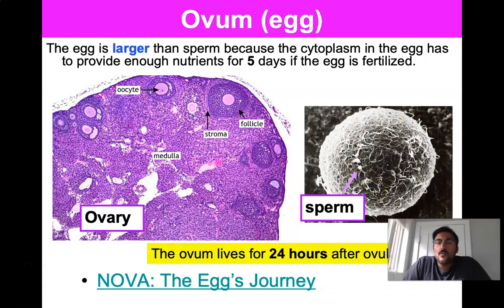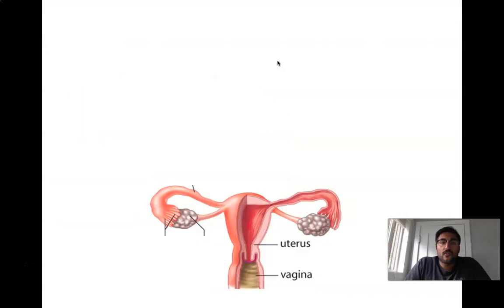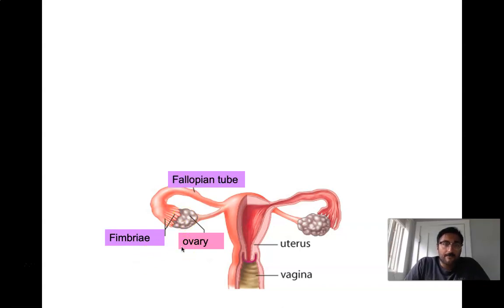The ovum is going to live for about 24 hours after ovulation, and if it's fertilized, then other hormones and nutrients will kick in to keep it going for the 5 days until it's implanted. And if it's not fertilized, then the egg will die after about 24 hours. So the window for a successful pregnancy is kind of narrow, biologically speaking.